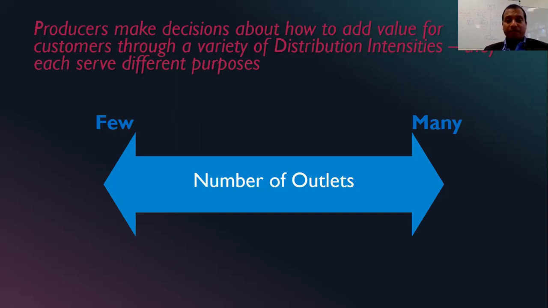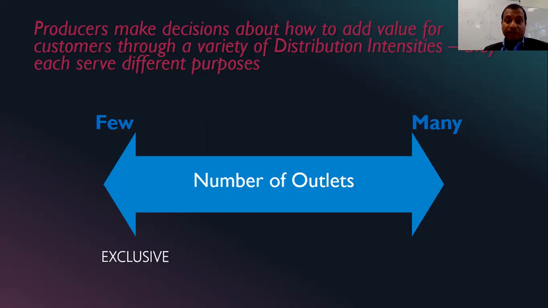A firm can think about a few number of outlets, or if the firm thinks that the intensity of demand is high and fewer competitors are available, then the company can think about having as many outlets as possible. So again, you have to take this sort of decision.